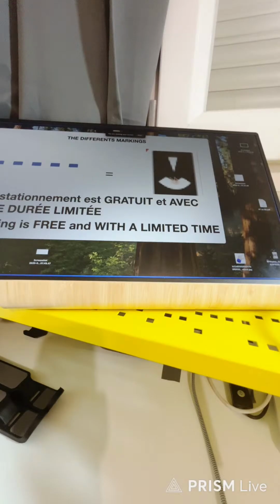Even if you don't see this symbol, if you see a broken yellow-blue line on the floor, it means the same thing. And this one depends on the panel. When you get to the place, the panel will tell you how long you have the right to stay in that place. They also call it zone bleue.